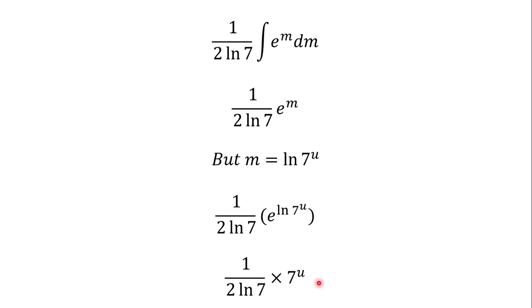Now when we multiply this, we get 7u over 2 ln 7. Remember I said we are going back to the x world. We started from the x world and reached the u world, and the u world was able to help us solve our integration question. Because we are done, we have to go back to where we came from, which is the x world.